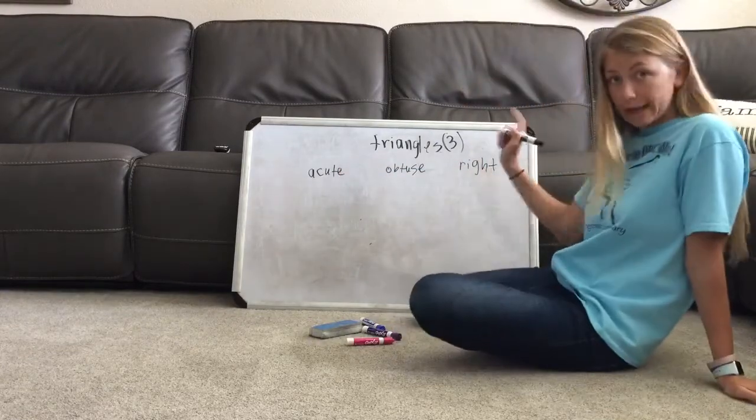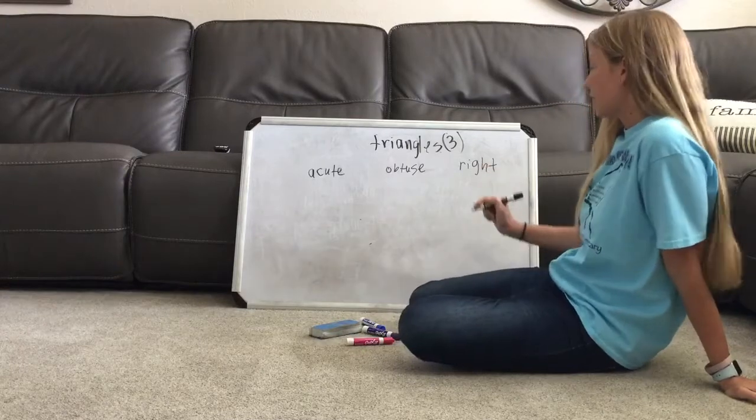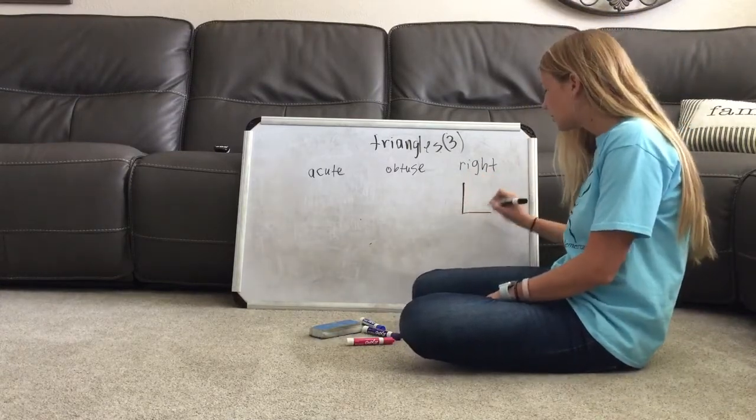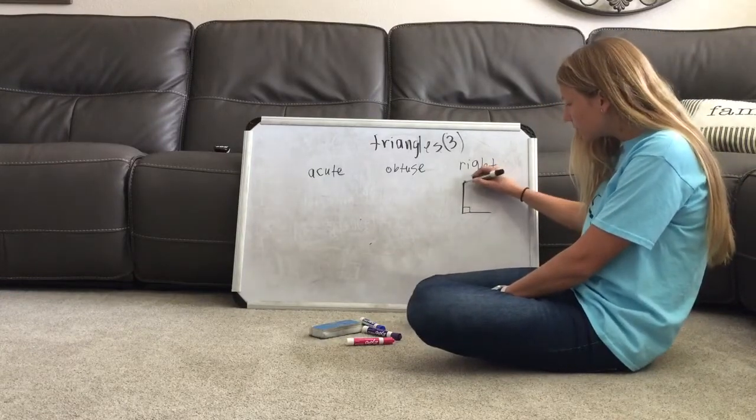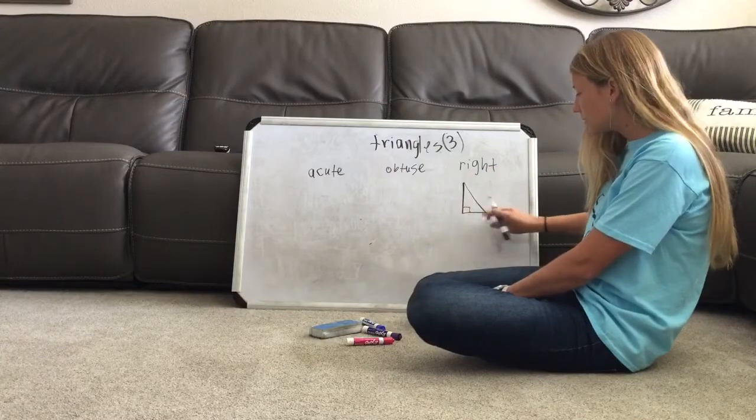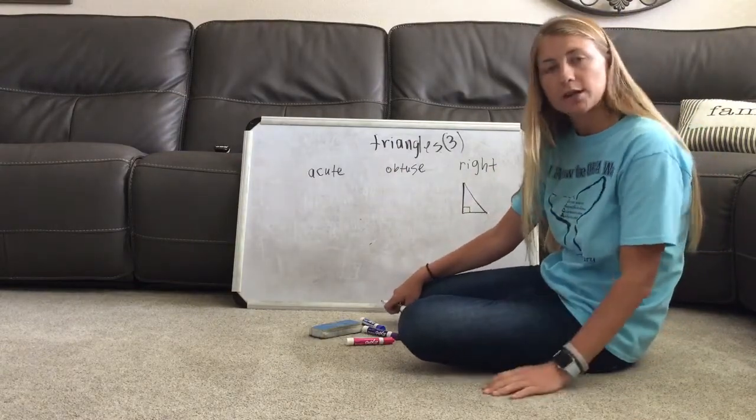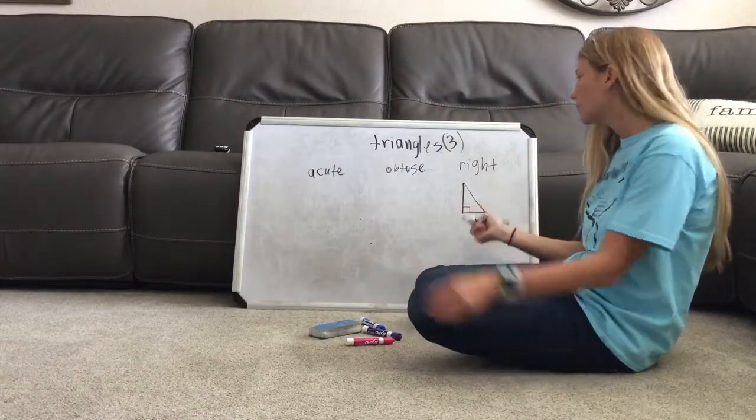I want to start with the right triangle because it's going to be the most obvious to identify. A right triangle has one right angle. A right angle is 90 degrees and it looks like a corner. They're always going to put a box where that right angle is. So it's pretty easy to find because if there's a triangle drawn and there's a box inside, you know that it's a right triangle because it has a right angle.